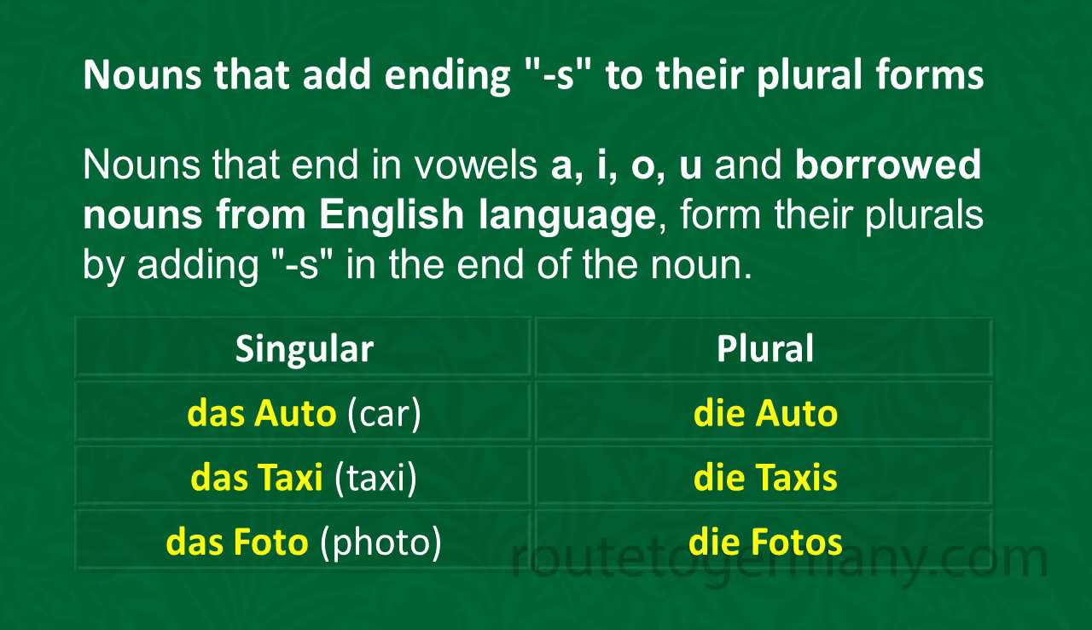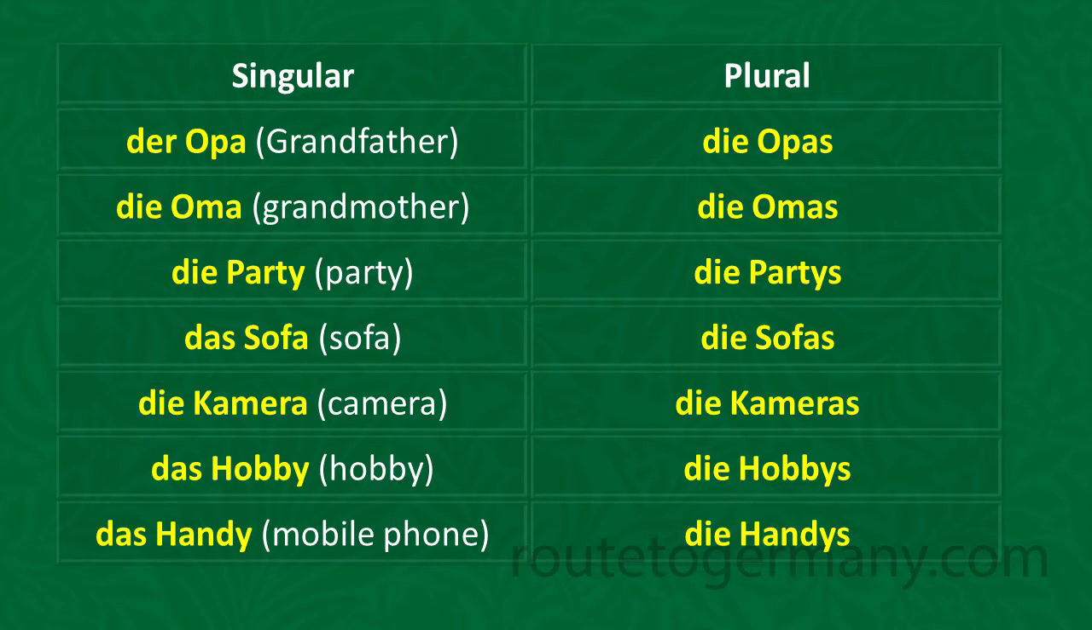Nouns that end in vowels a, i, o, and u, and borrowed nouns from other languages form their plurals by adding s at the end of the noun. For example, das Auto, die Autos, das Taxi, die Taxis, das Foto, die Fotos, der Opa, die Opas, die Oma, die Omas, die Party, die Partys, das Sofa, die Sofas, die Kamera, die Kameras, das Hobby, die Hobbys.